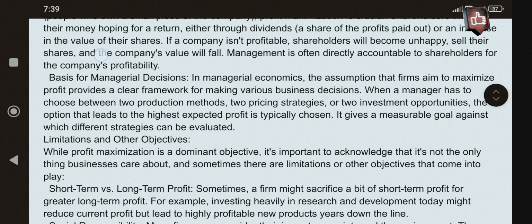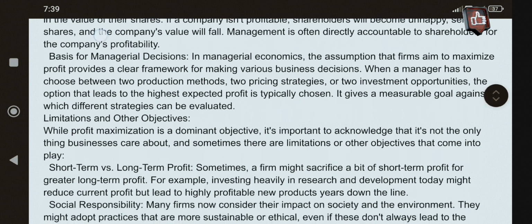Meeting shareholder expectations. For larger companies, especially those with many shareholders, people who own a small piece of the company, profit maximization is crucial. Shareholders invest their money hoping for a return, either through dividends, a share of the profits paid out, or an increase in the value of their shares. If a company isn't profitable, shareholders will become unhappy, sell their shares, and the company's value will fall. Management is often directly accountable to shareholders for the company's profitability.